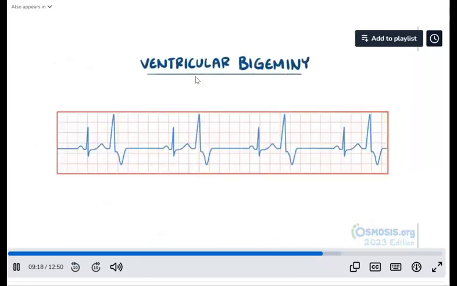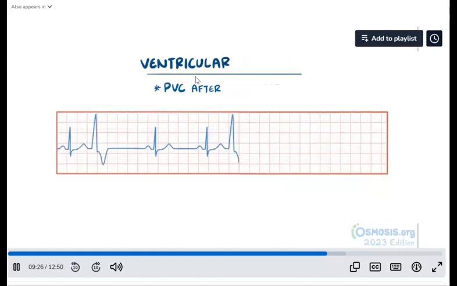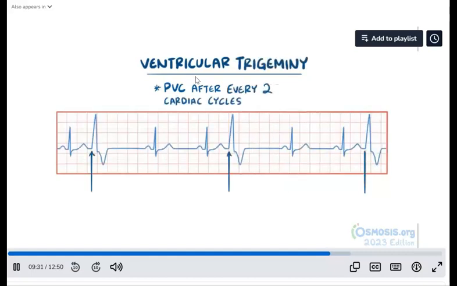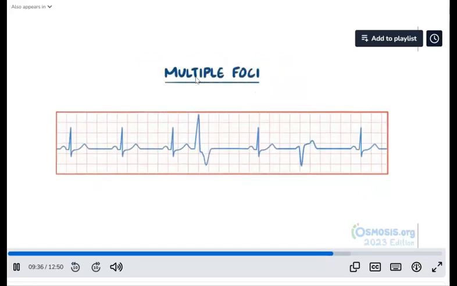For example, ventricular bigeminy is when a premature ventricular contraction consistently comes after each normal cardiac cycle. Ventricular trigeminy, on the other hand, is when one consistently comes after every 2 normal cardiac cycles. Also, you might have multiple ectopic foci firing off PVCs, which end up producing different appearing QRS complexes on a single rhythm strip.